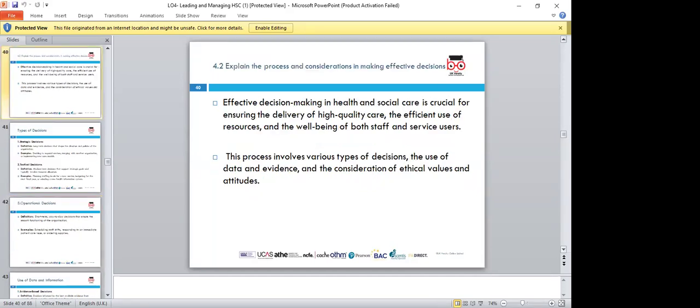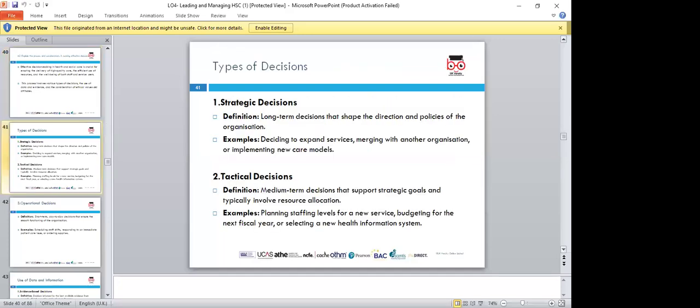Effective decision making in health and social care is crucial for ensuring the delivery of high quality care, efficient use of resources, and the well-being of both staff and service users. This process involves various types of decisions, the use of data and evidence, and the consideration of ethical values and attitudes. Okay, these are very important. Type of decisions.